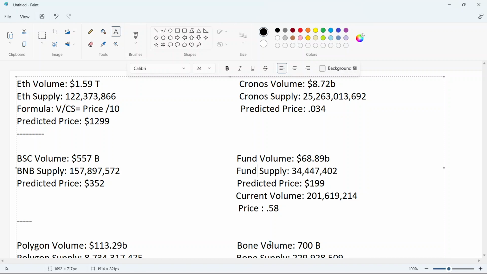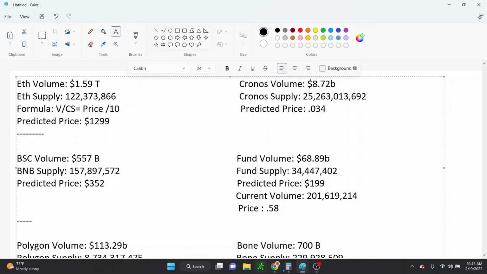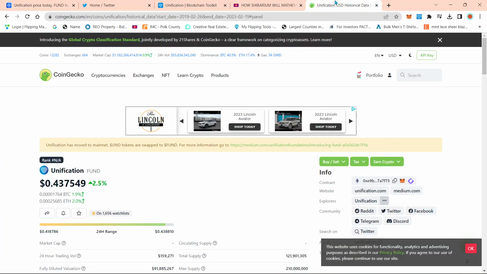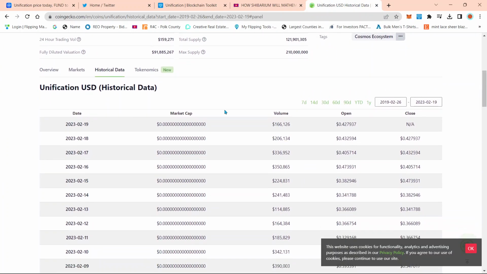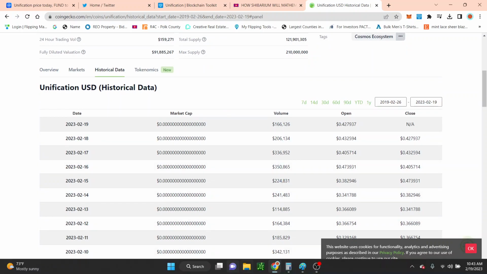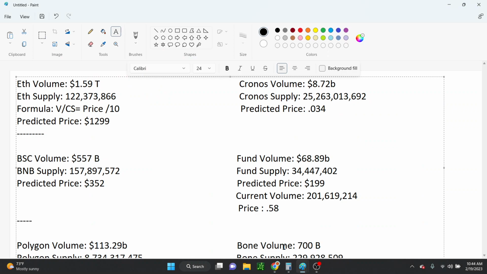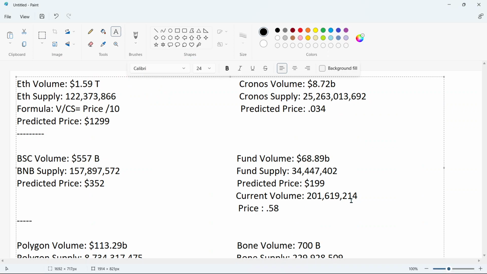Currently, right now, the cumulative volume for Fund is 201 million. Now, this data I got directly from CoinGecko, based upon their historical data, where it gave me all the daily volume dating back from the launch of Fund. So I used that to get the calculation of this.